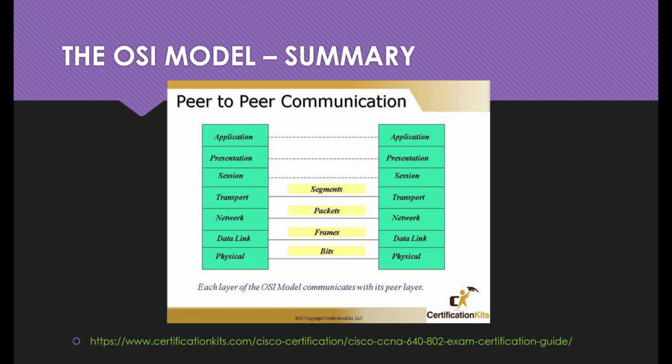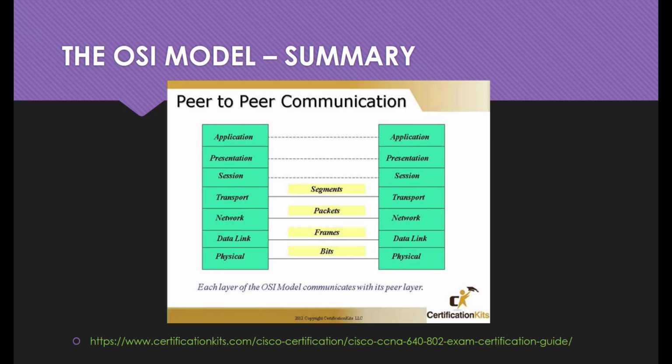So let's remember that in layer 7, layer 6, and layer 5, the data or the information that has been taken is called data. Then it moves down to layer 4, which is segments. It becomes segments because, remember, at layer 4, the transport layer, a header is added to the data that comes from layers 7, 6, 5. Then from the transport layer, it moves to the network layer, and the network layer also adds a header to the segment, which is called a packet.